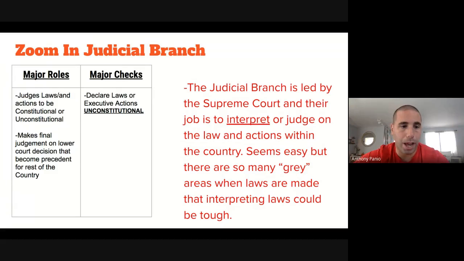The major check that the judicial branch does, okay, perfect, Josh, is that they can declare laws or executive actions unconstitutional. So if there is a law that is not fair, so to speak, or if it's not legal, they could declare the law unconstitutional and the law is thrown out.